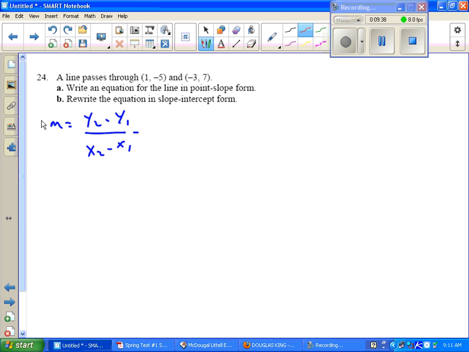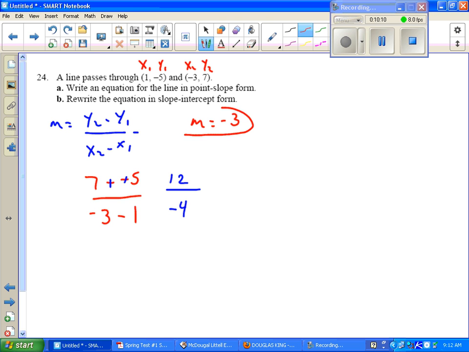So if you label your points, x sub 1 is 1, y sub 1 is -5, x sub 2 is -3, and y sub 2 is 7. When you plug those values in, y sub 2's value is 7, minus y sub 1 is a negative 5, over x sub 2 is -3 minus x sub 1 is 1. So 7 minus a negative 5 means 7 plus 5, which is 12. And -3 minus 1 will be -4. 12 divided by -4, your m value is going to be -3.